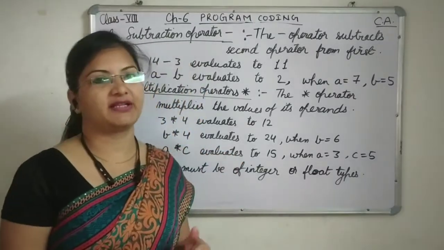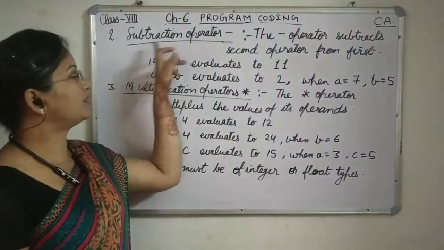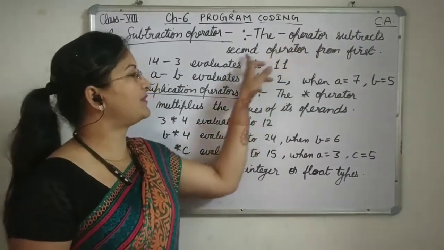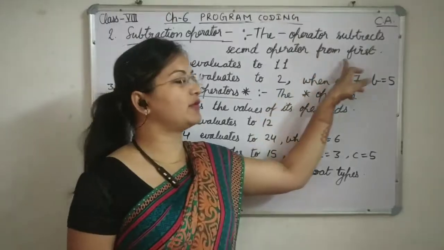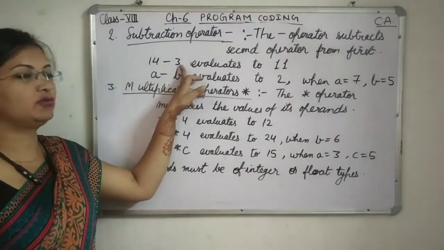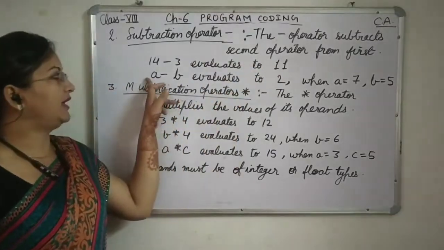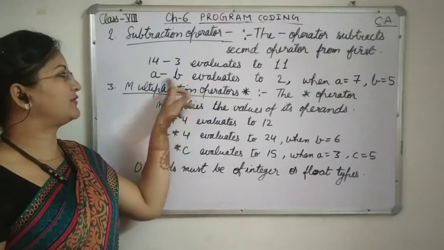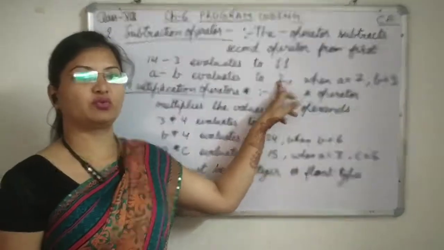We were studying binary operators. We have already studied the addition operator. Now the subtraction operator. There will be the subtract symbol and it will subtract the second operand from the first one. So 14 minus 3, you know very well, is 11. A minus B, when A is equal to 7 and B is equal to 5. So 7 minus 5 will be 2.